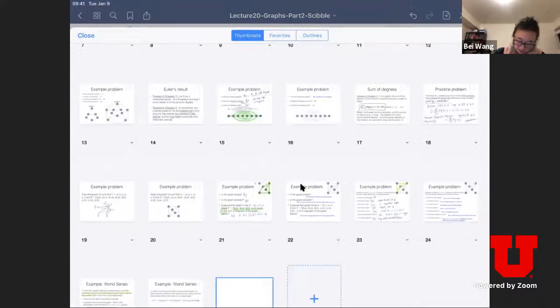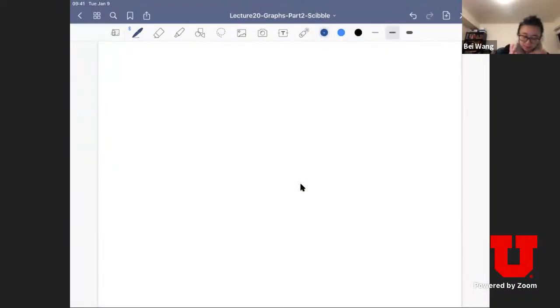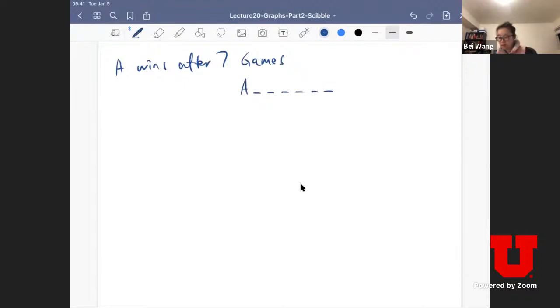And of course, lastly, if A wins after 7 games, what do you have? First of all, there are a total of 6 empty positions to look at for all configurations. That's 2 to the power 6. And it wins after 7 games. That means it wins the first game and the last game. And in between, there are 5 empty places. And among those 5 empty places, I need to allow A to win 2 of them. So that is C of 5, choose 2.